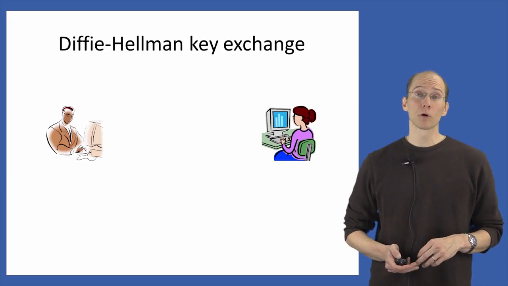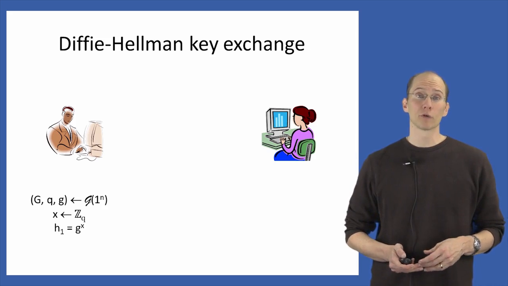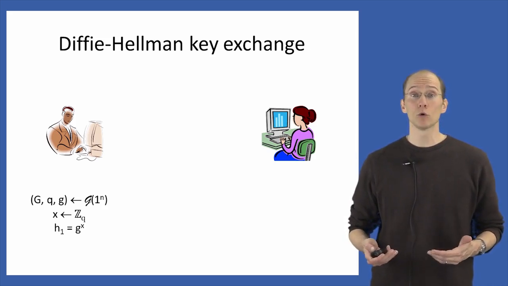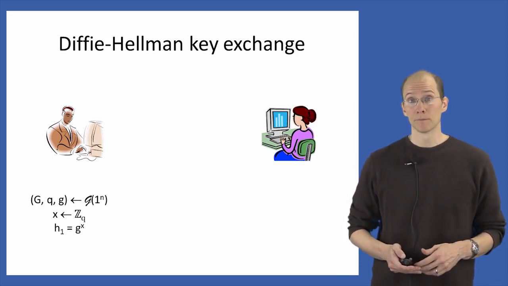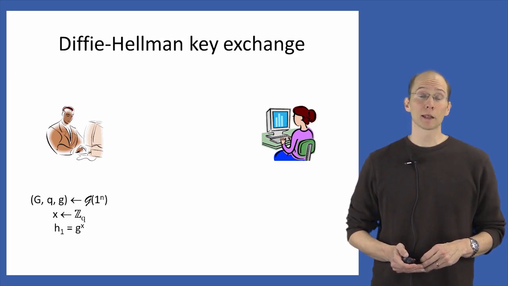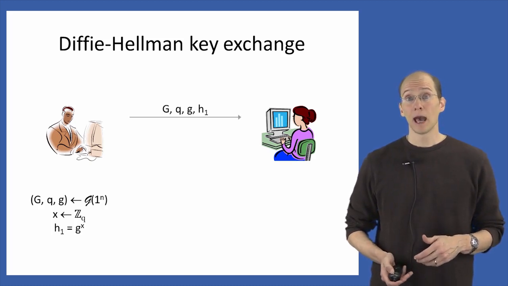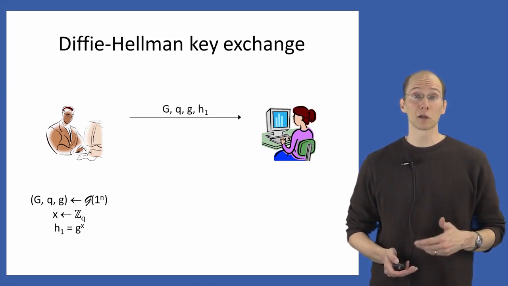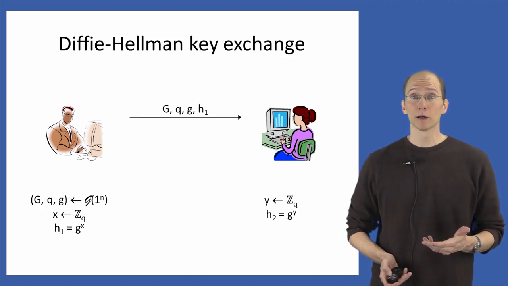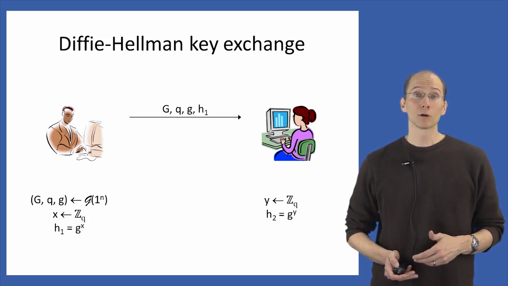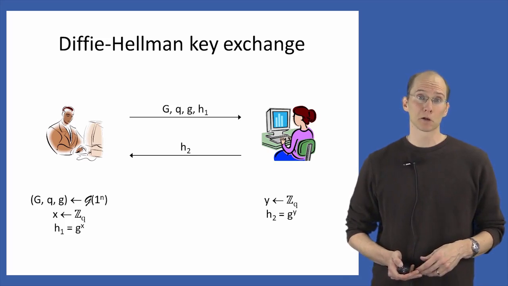However, for our application, we are going to need the stronger decisional Diffie-Hellman problem. The Diffie-Hellman key exchange protocol works in the following way. So the first party will run the group generation algorithm to generate parameters G, q, and g. Again, a cyclic group G of prime order q with generator g. It then chooses a uniform exponent x and computes the group element h1 equal to g to the x. And it sends those parameters along with h1 as the first message of the protocol. The second party responds by choosing a uniform exponent y and computing h2 equal to g to the y. And it sends that back as the second message of the protocol.